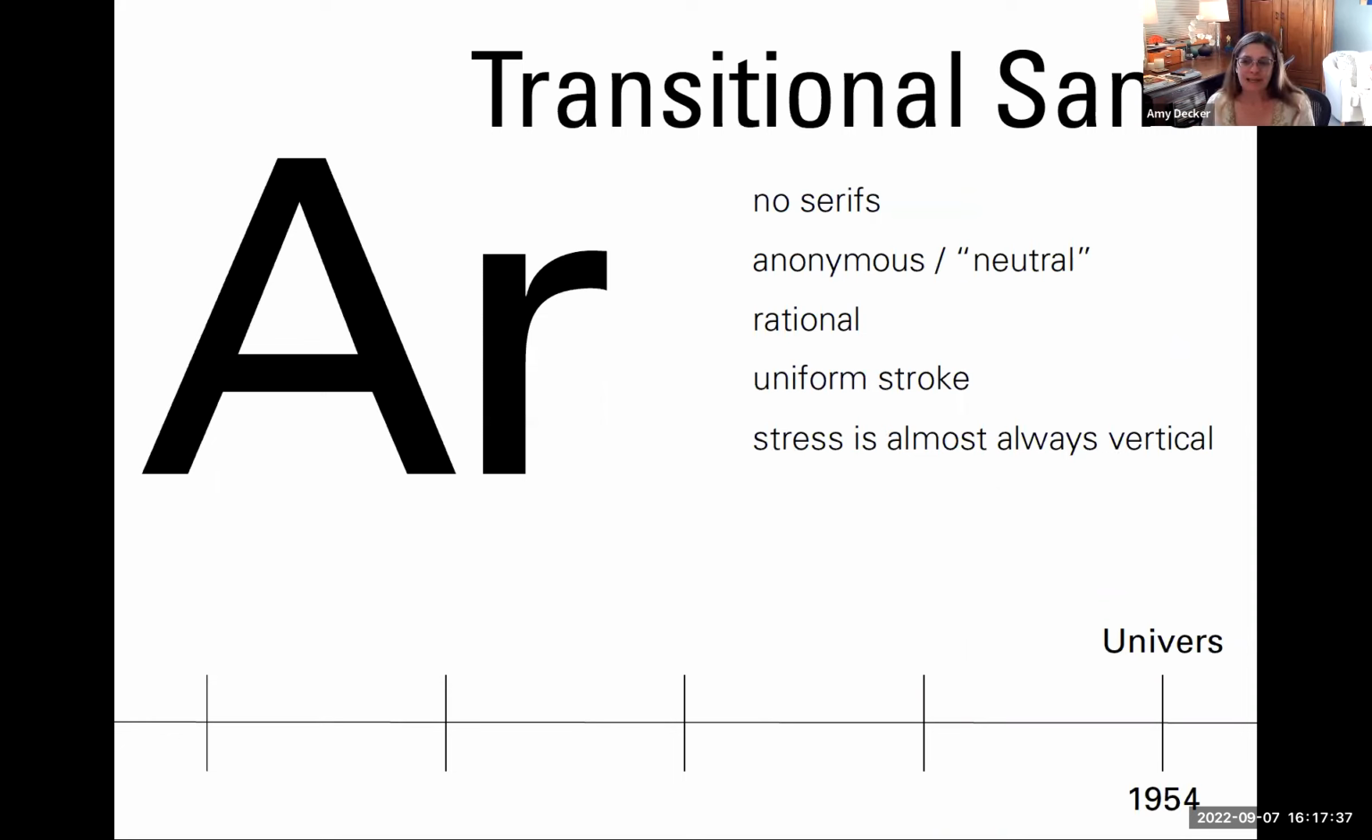Now we're moving into mid-century. Universe is the example here, 1954. It's a transitional sans. There are no serifs. Anonymous or neutral. It's very rational. There's a uniform stroke. The stress is almost always vertical. It's the look of mid-century business, and many identities were made in typefaces like Universe and Helvetica, which both fall into this category.